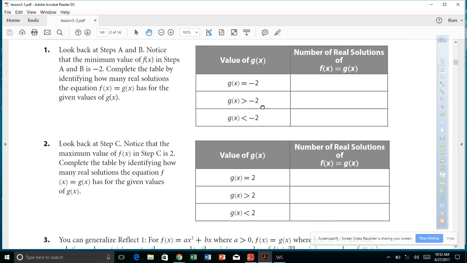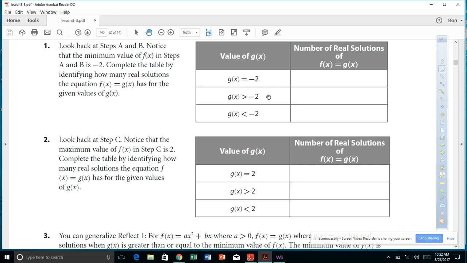Look back at steps A and B. Notice that the minimum value of f of x in steps A and B is negative 2. Complete the table by identifying how many real solutions the equation f of x equals g of x has for the given values of g of x.